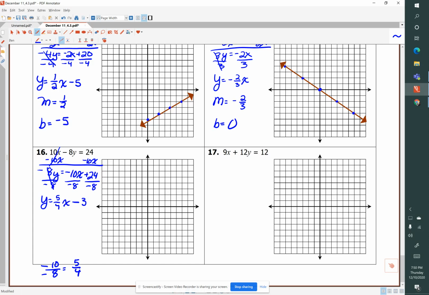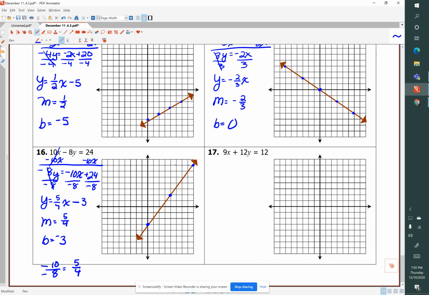24 divided by 8 is 3. So our slope is 5/4, and our y-intercept is negative 3, excuse me. So let's plot that negative 3. And our slope is positive. It's a positive 5 with a run of 4. 1, 2, 3, 4, 5. 1, 2, 3, 4. There's enough points for our line. And there's our line. There's our graph.